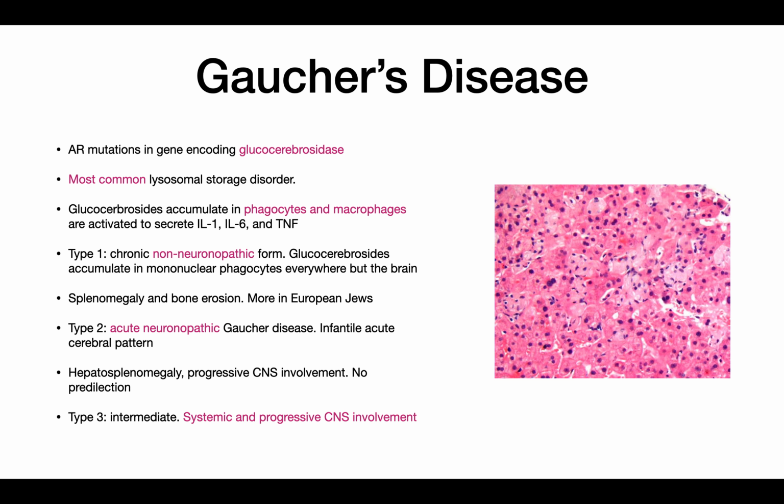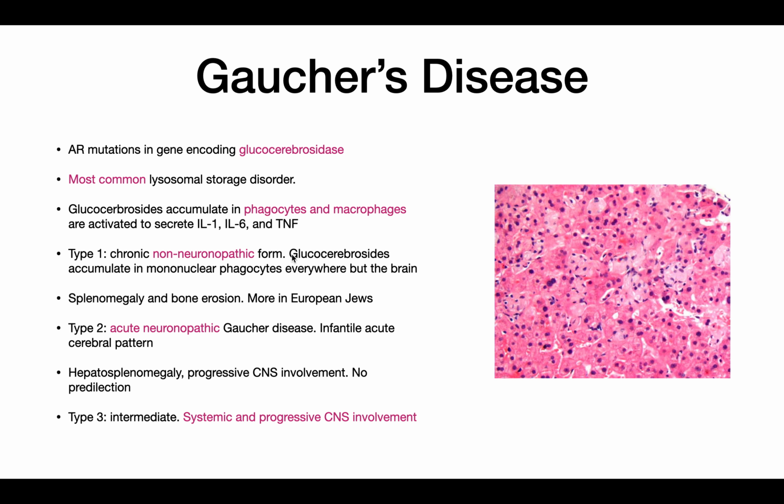Gaucher's disease is an autosomal recessive mutation in the gene encoding glucocerebrosidase, and this is the most common lysosomal storage disorder. The glucocerebrosides are going to accumulate in the phagocytes and the macrophages, and those in turn are activated to secrete interleukin 1, interleukin 6, and TNF. Type 1 is the chronic non-neuropathic form.